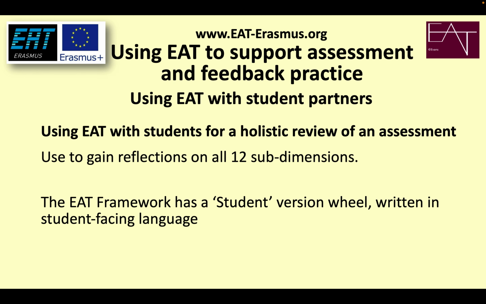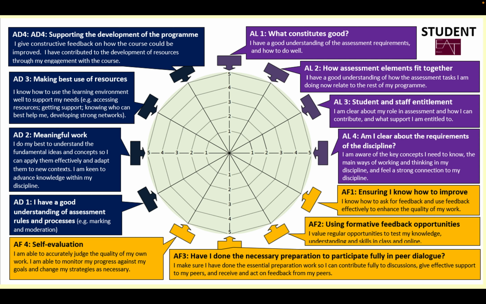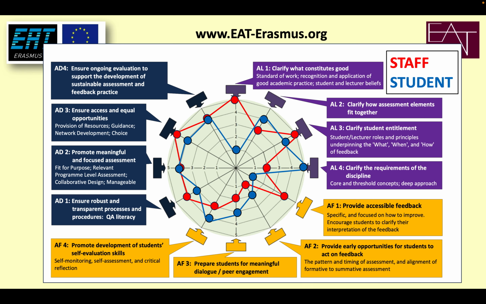An extremely powerful approach is then to undertake the same process with your students. Here is a student version of the EAT wheel using student-facing language. So instead of saying what you do in the assessment, the student wheel asks the student if they are doing that activity. A good method here is to give out copies of the EAT wheel to students and ask them to rate the assessment on the 12 sub-dimensions. You can then compare the two interpretations.